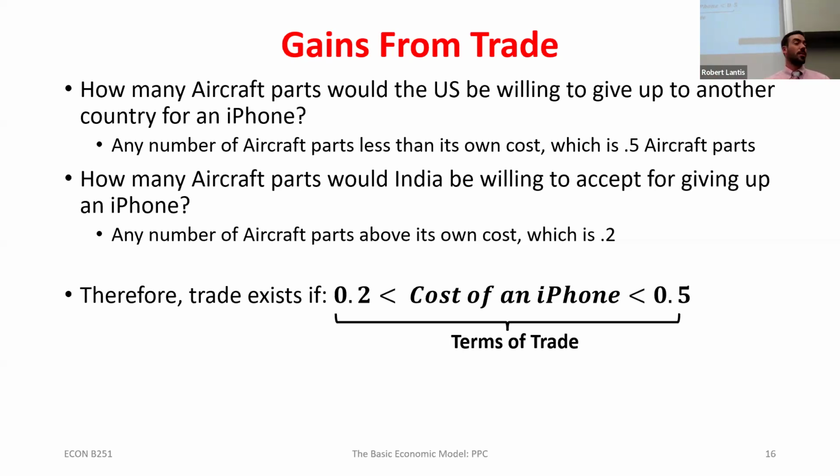Now, what we're going to do in this class is simply identify the range. Later on in the semester, we actually will talk about some issues as to if people have more bargaining power, right? There's a lot more issues that come into play because ideally, in this scenario, the US cost of an iPhone was half an aircraft part. So ideally, they would like this terms of trade to be as low as possible. They'd like to give up as little as possible, right? They'd like to be closer to that 0.2 value of this range. And India would like it to be closer to 0.5.